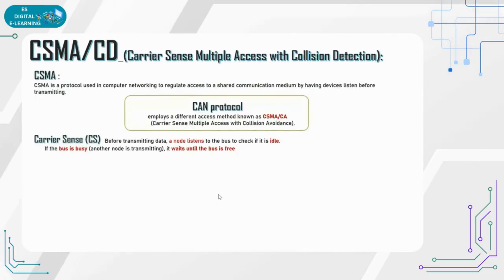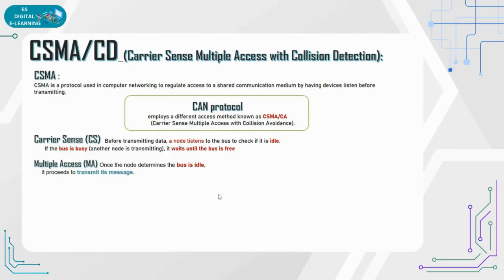So if the bus is busy, another node is transmitting, it waits until free. As I told you previously, if one message is transmitting and we need to send another message, it should wait. And coming to multiple access, once the node determines that the bus is idle, it proceeds to transmit the messages. Multiple access means masters also take the responsibility, as in CAN. Whoever the master is has the responsibility of transmitting data continuously, if the bus is idle. In the CAN protocol, the message with the lower identifier takes the higher priority for transferring data.